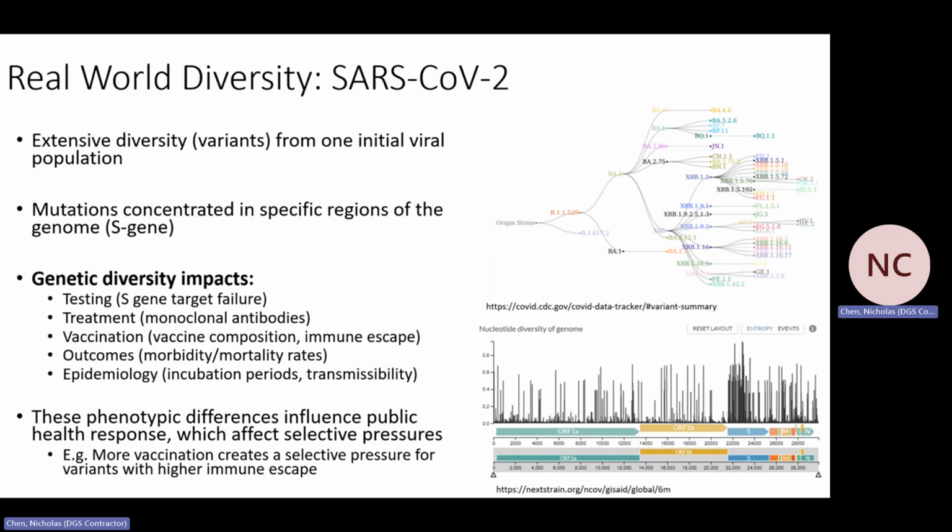And this genotypic diversity had far-reaching implications for public health, ranging from molecular testing, the efficacy of antibody-based treatments, the formulation of vaccines, individual health outcomes, and epidemiologic practice more broadly. In turn, the way we reacted to these impacts of genetic diversity also influenced the selective pressures driving the genetic diversity to begin with. We can think of this in the context of vaccinations, where a higher coverage of vaccination in the population creates a selective pressure for variants with higher immune escape potential.